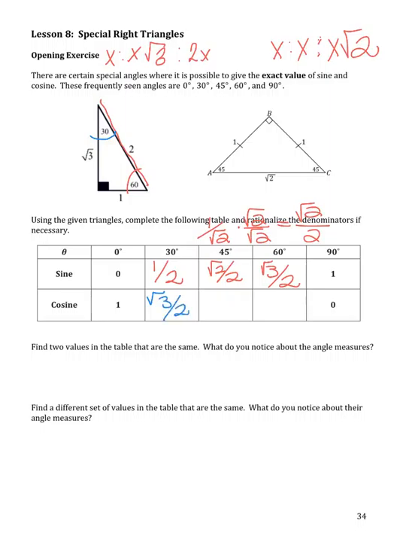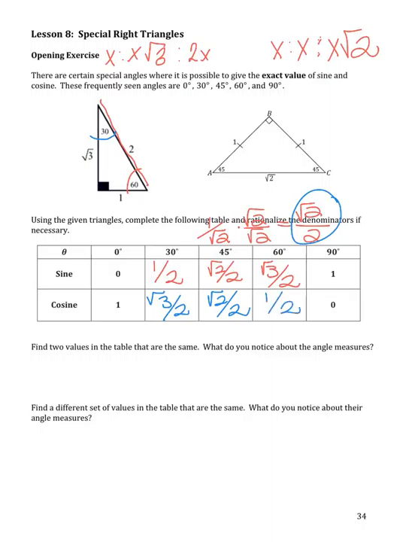Cosine of 45 is the adjacent of 1 over the hypotenuse of a radical 2. We're going to have to rationalize the denominator, and we get the same value as radical 2 over 2. Cosine of 60 is the adjacent side of 1 over the hypotenuse of 2.